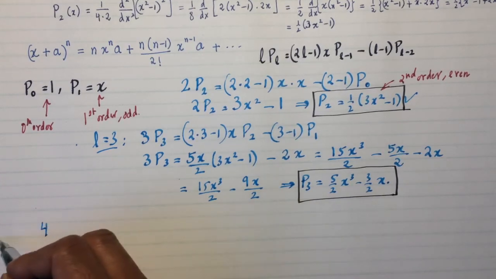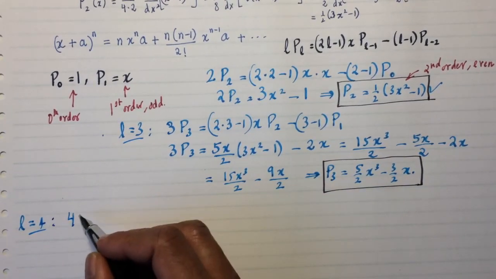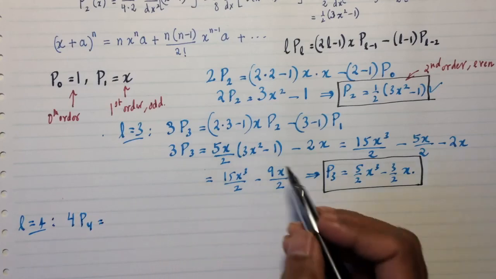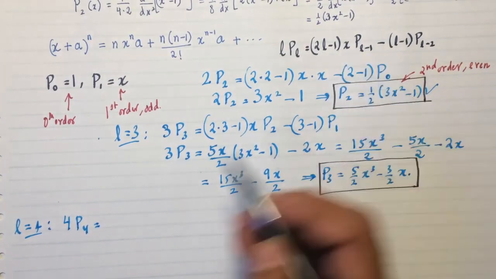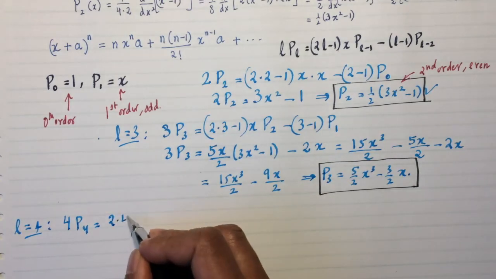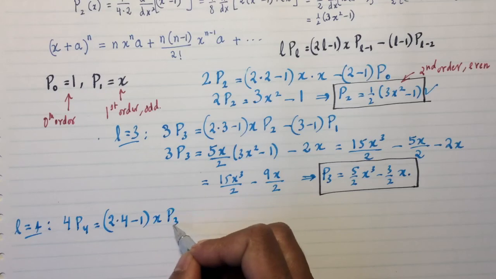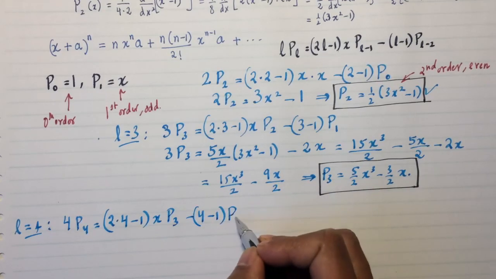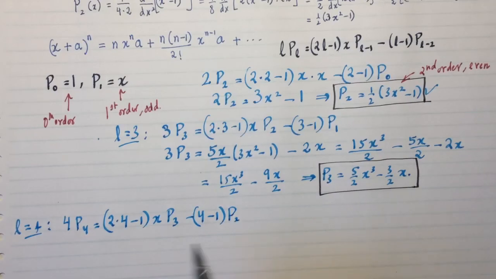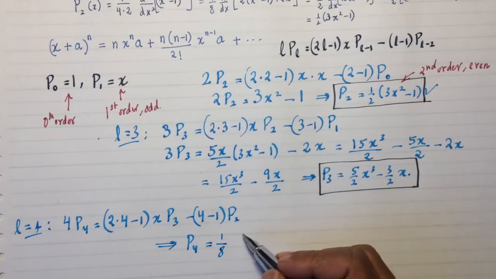So L equals 4 is next. 4 times P4. So this is very robotic. Okay, it's very robotic and very relaxing. It's just quite a simple thing to do. 2 times 4 minus 1 x P3 minus 4 minus 1 P2. And I won't spoil the fun for you. I'll leave it as an exercise for you to work this out. And if you cannot, you can always look at the notes.